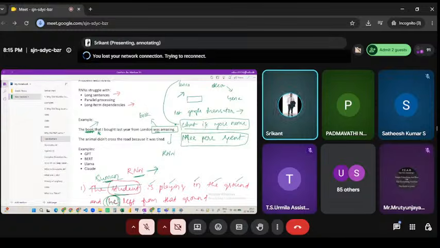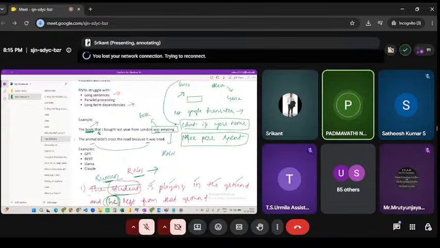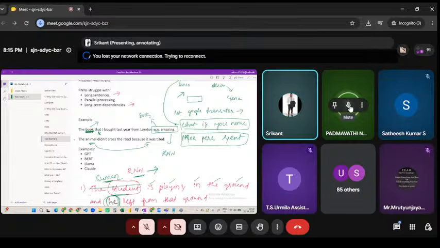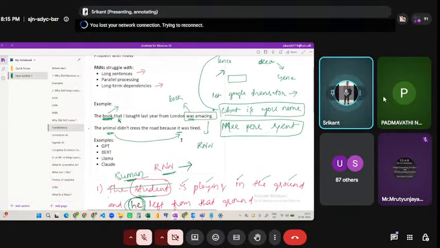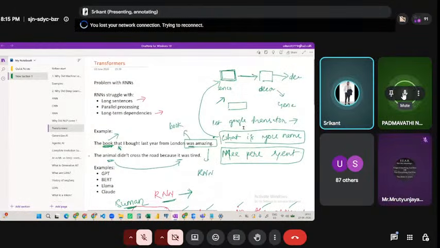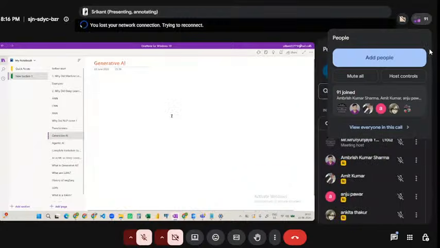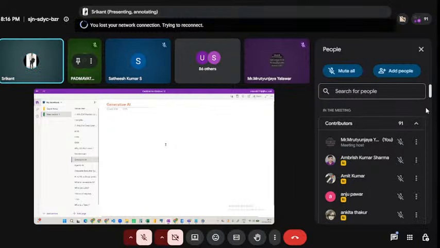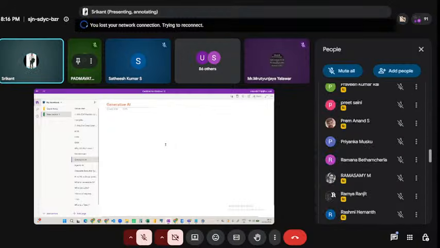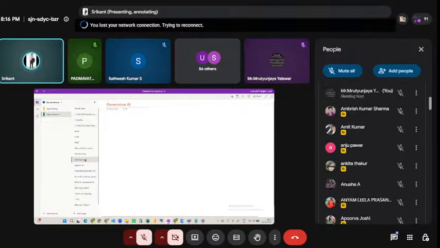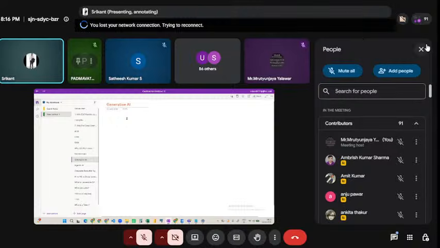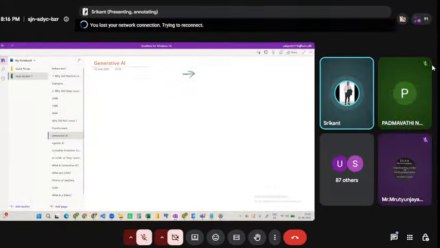Then come to this one: the animal did not cross the road because it was tired. Here "it" refers to the animal. That is why the transformer can remember it, since we are using self-attention, right? Okay, guys, are you with me? Are you bored or something? Then we'll come to Gen AI. I hope you understand the concepts I want to explain here. If possible, I will go slowly. Not an issue, we'll cover all those topics.